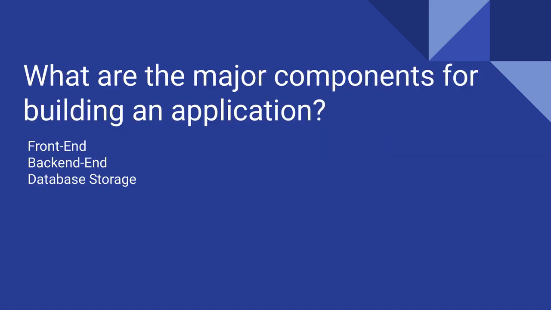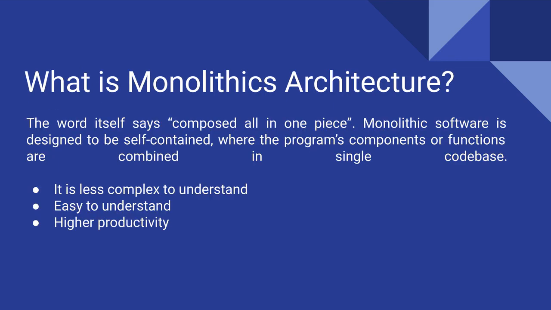Now, let's talk about the components for building an application. The first component is the front-end, the second component is the back-end, and the third component is the database. Any application is built by the combination of these three components, whether it is a web application, mobile application, or desktop application.